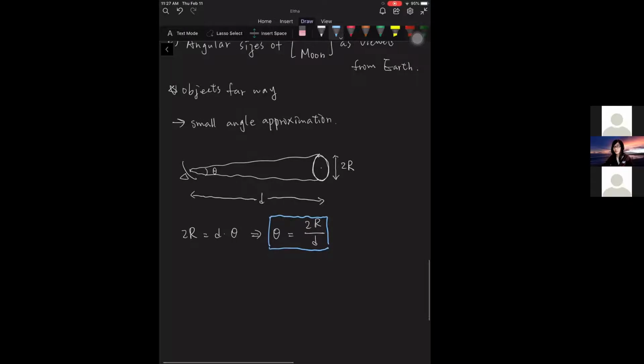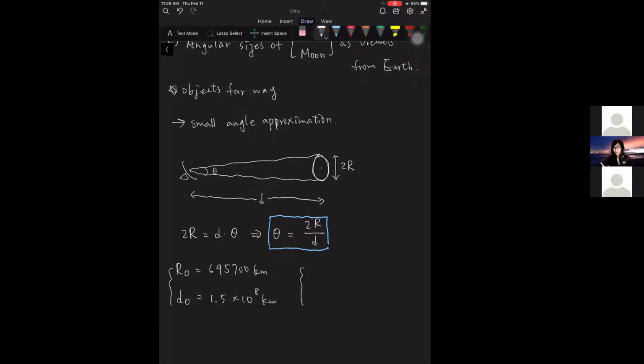All right, so now we want to know the angular size of the sun and the moon. We have some information. For the sun, we already used before, the radius is this much in kilometer, and the distance also in kilometer is 1.5 times 10 to the 8.